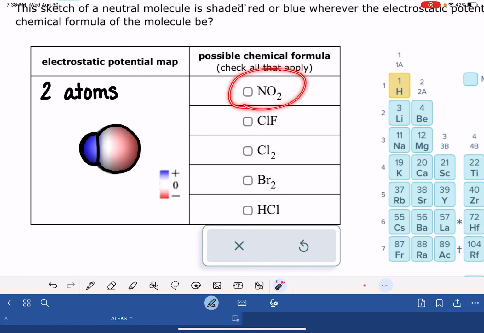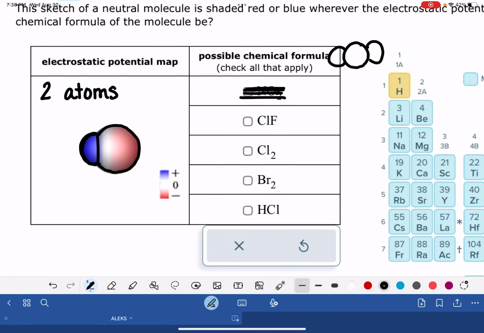I have this NO2 molecule that has 3 atoms in it, and so that is not a possibility for this problem. If I had a molecule that had 3 atoms, I would see something that had 3 lumps in it, maybe looking like that. If I had something with 4, maybe it would look like this.